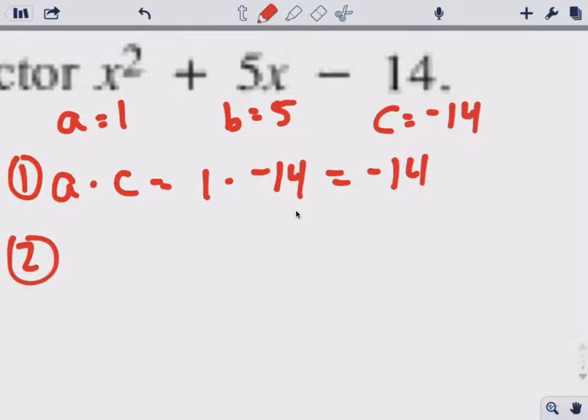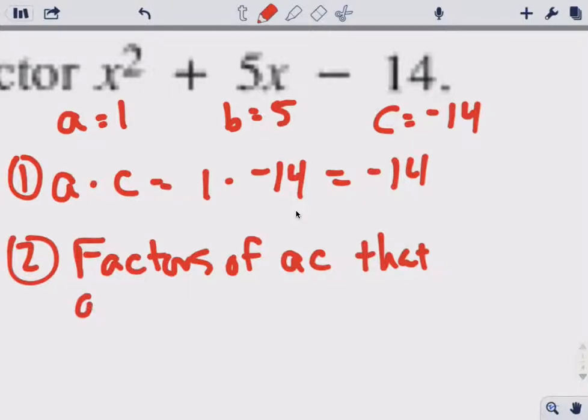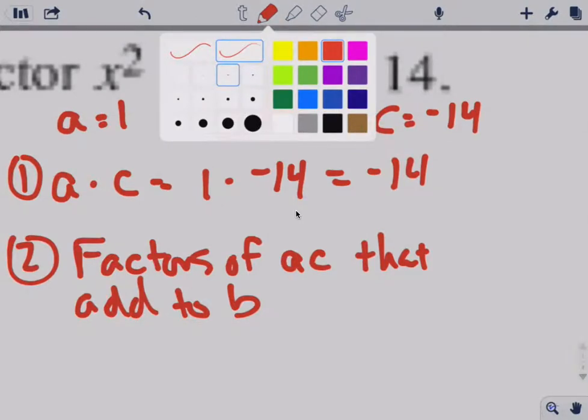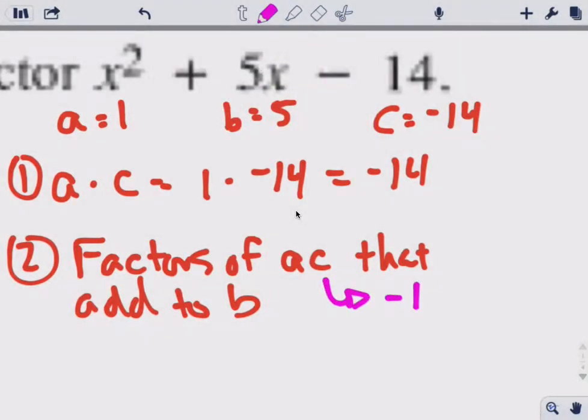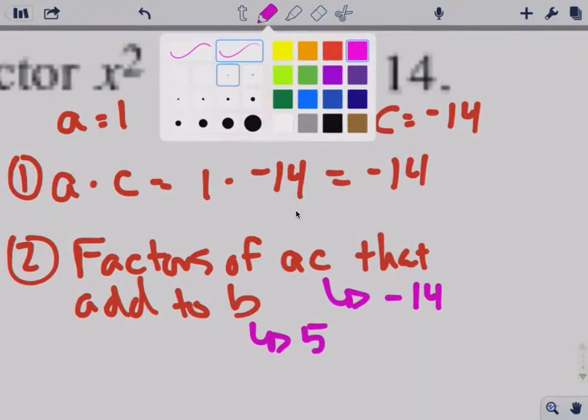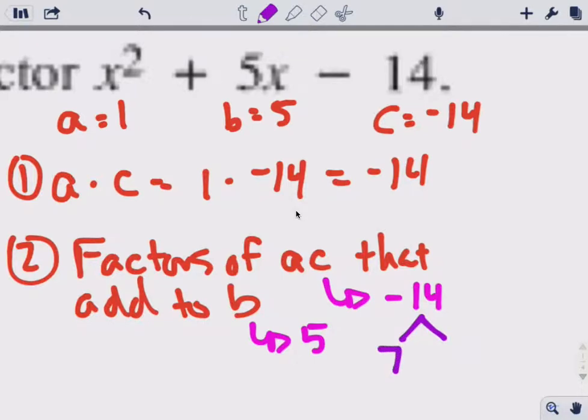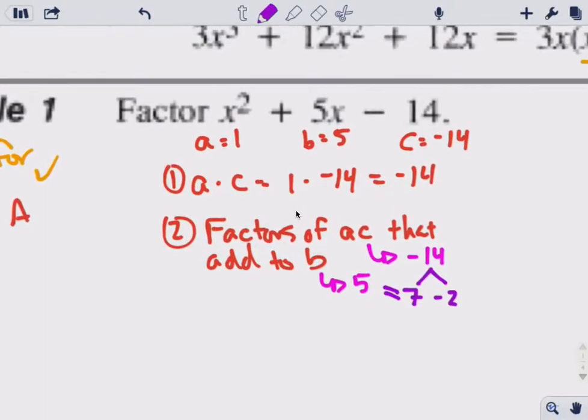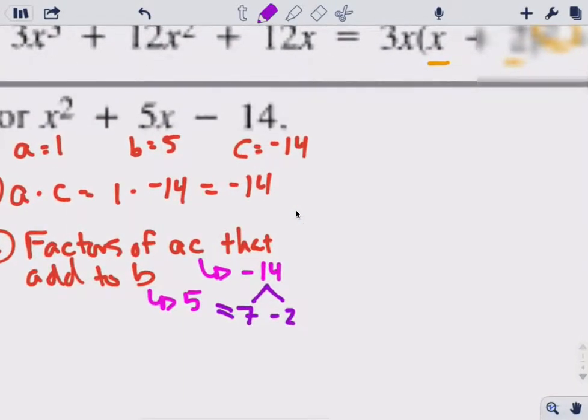Now the second thing is we want factors of A times C that add to B. Okay, in our case, AC is equal to negative 14. B in our case is equal to 5. So what are factors of negative 14 that add to 5? Well, that's positive 7, negative 2. Okay, 7 minus 2.